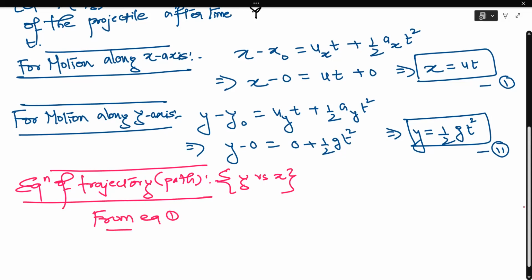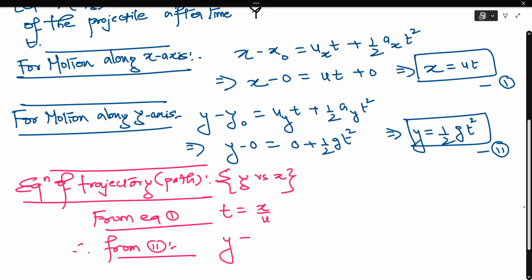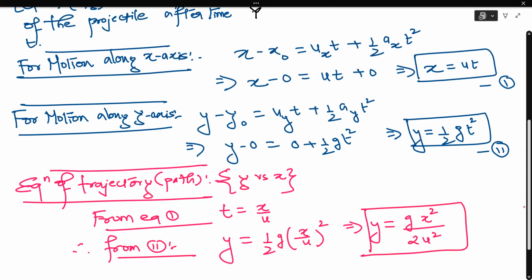t will be x upon u, right? And if you put that in equation 2, what will you get? y equals half g t square, meaning x by u whole square. So that will give us y equal to g x square by 2 u square. This is the equation of the projectile.